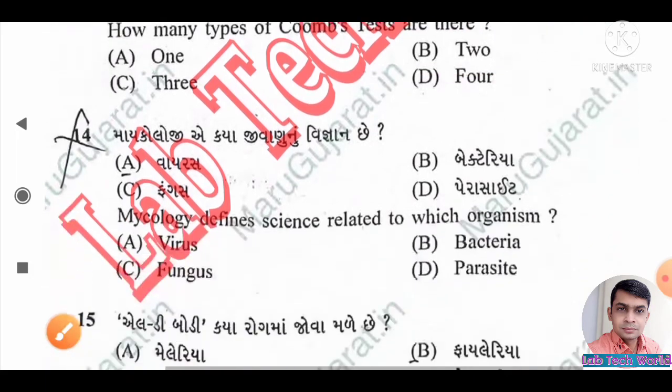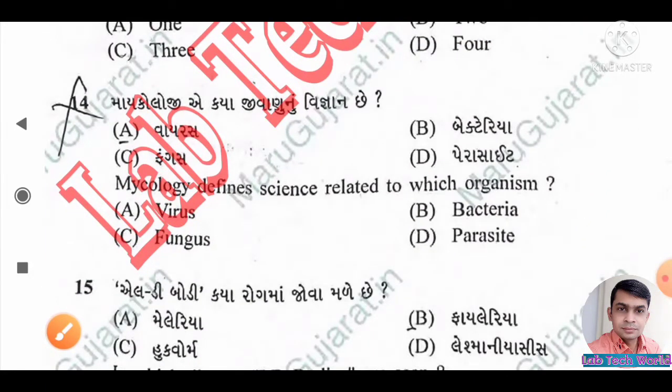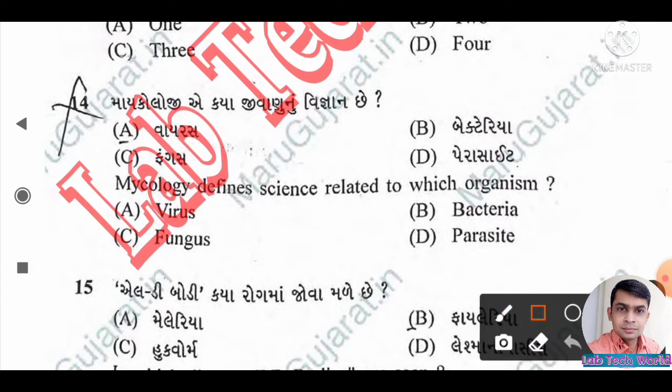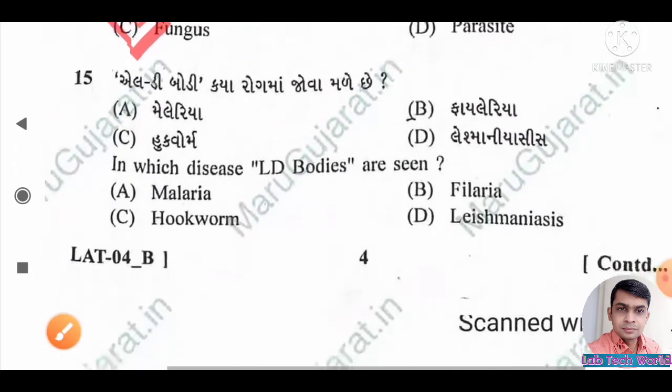Move to the next question, number 14. Mycology defines science related to which organism? Very repeatedly asked question. Options A virus, B bacteria, C fungus, D parasite. And the correct answer for this question is C, fungus. Mycology defines science related to fungus or fungi. So option C is the correct answer for this question.